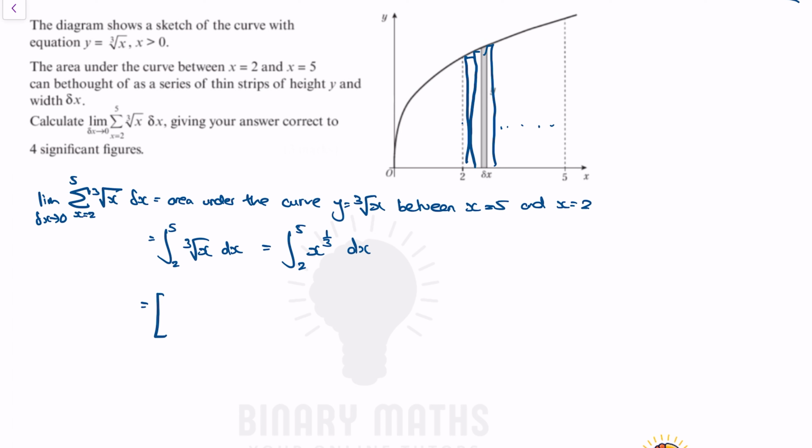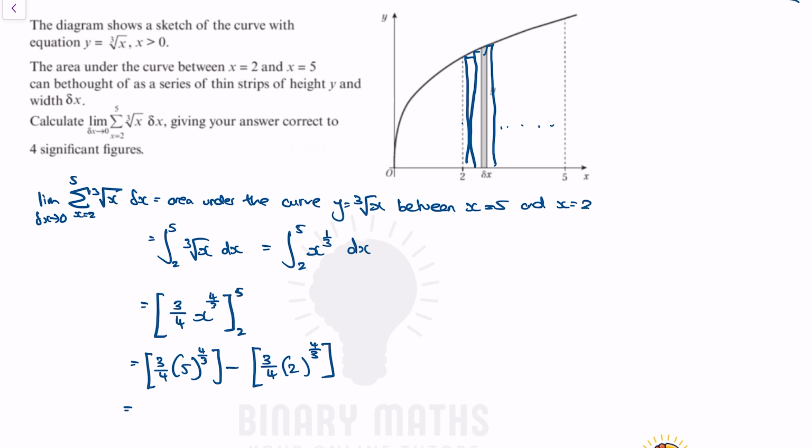Now when I integrate it, I raise the power by 1, so I get x to the power of 4 over 3. 1 divided by 4 over 3 is 3 over 4, so 3 over 4 is my factor at the beginning. Upper limit of 5, lower limit of 2. Substitute 5 in first, and then subtract from when you substitute in 2.